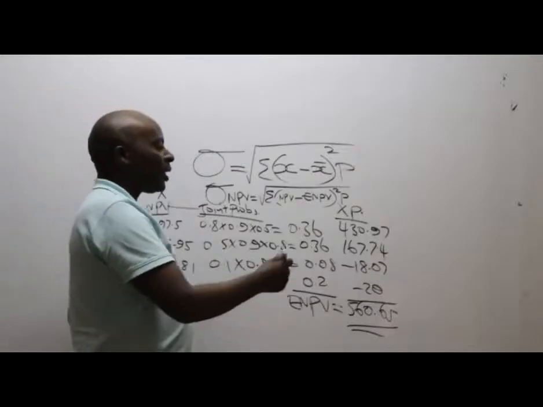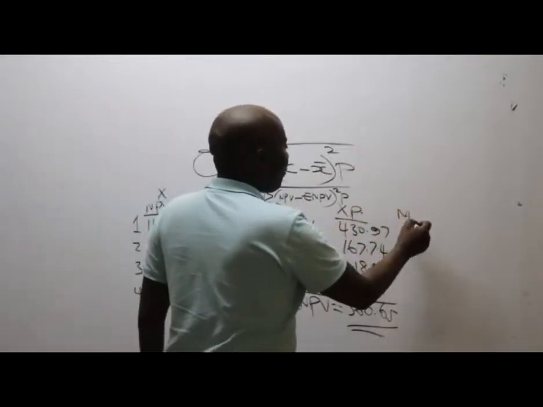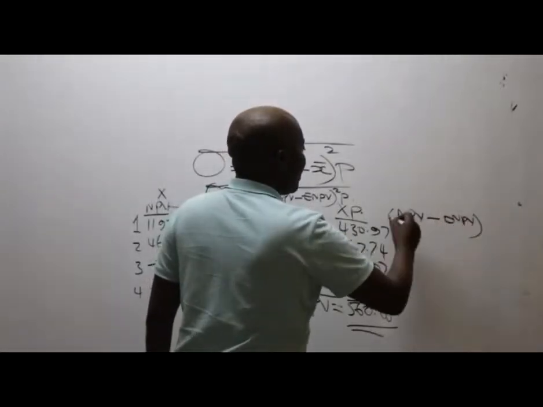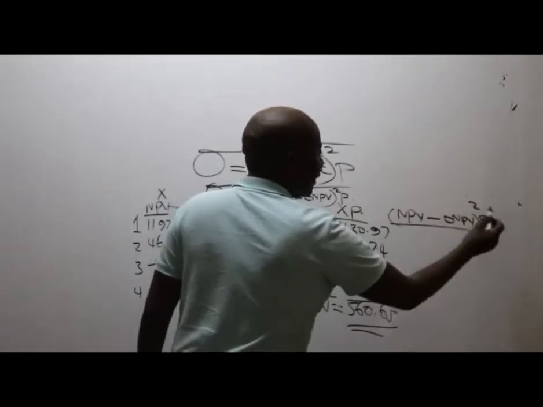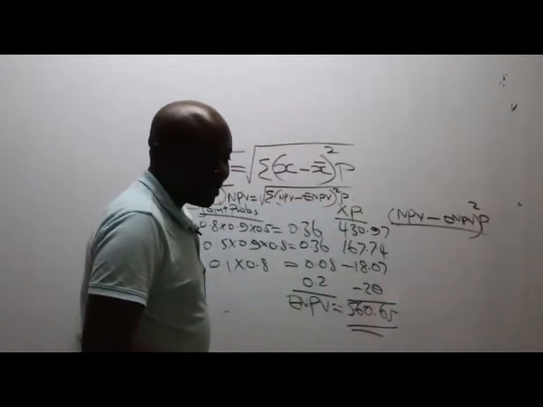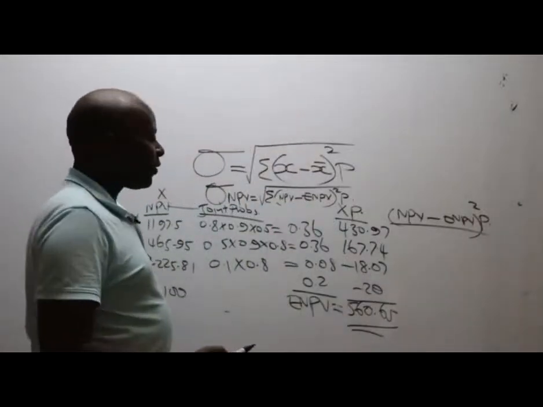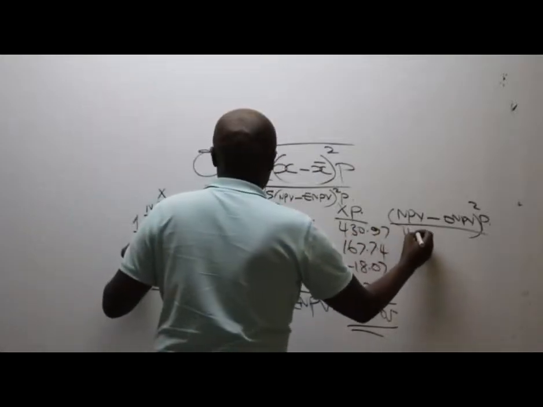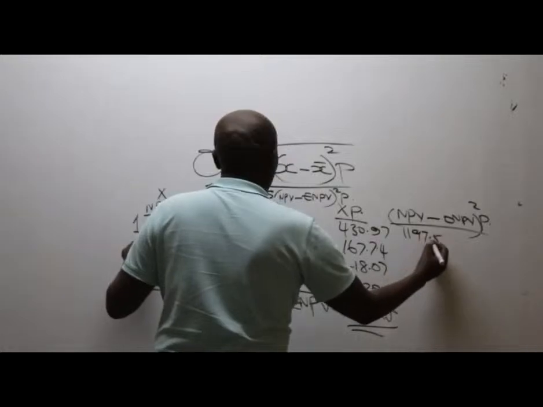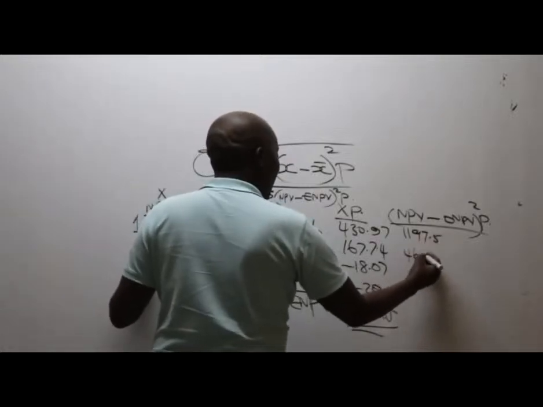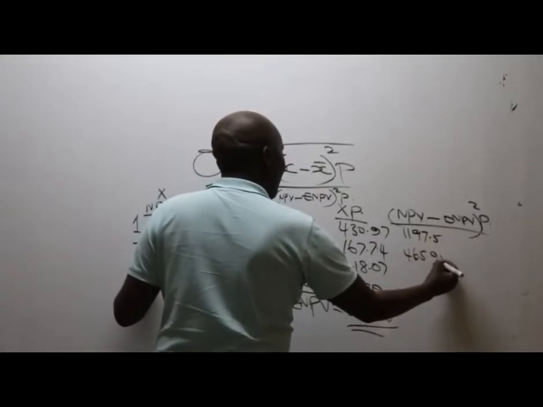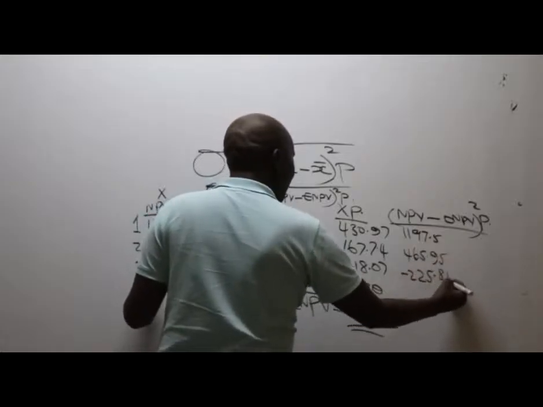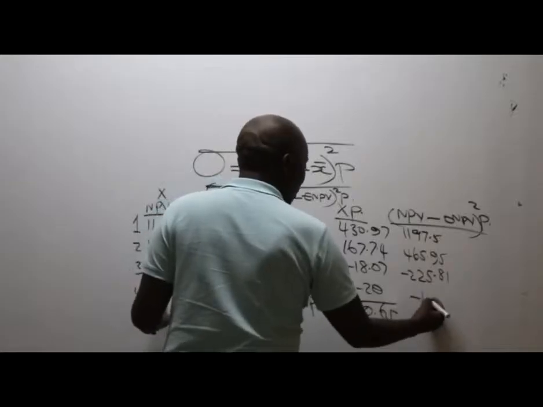Then create a column here of NPV minus expected NPV squared times probability. We start with the NPVs. They are here, I'm simply copying them down. These NPVs are 1197.5, 465.95, 225.81, and minus 100.